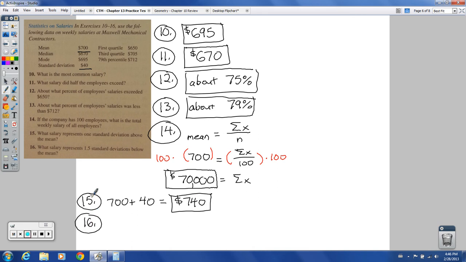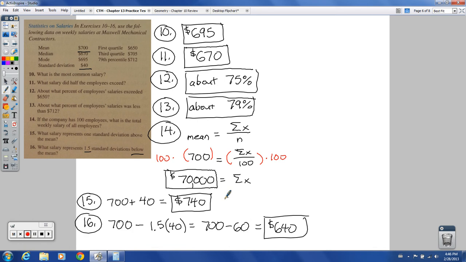And number 16, what salary represents 1.5 standard deviations below the mean? So this much below, we would take our mean, and now we would subtract because we're going below, and we'd take 1.5 times the number for the standard deviation value like that. It'd be 700 minus 60, which would be 640.